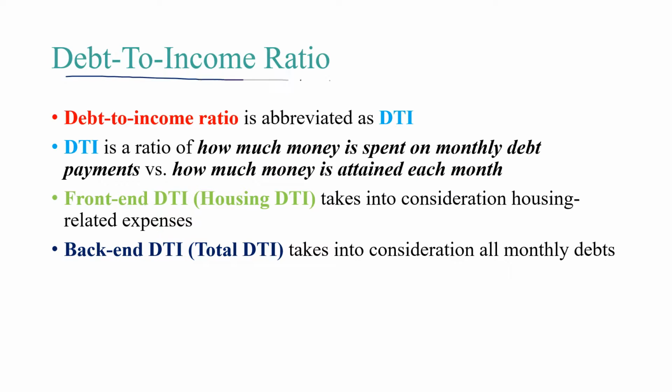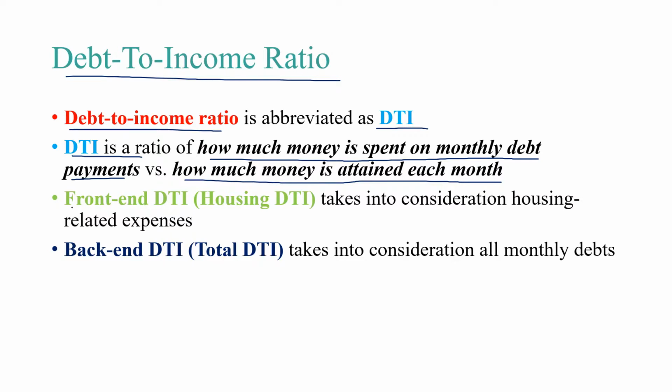Let's talk about the debt to income ratio. The debt to income ratio is abbreviated as DTI, and DTI is a ratio of how much money is spent on monthly debt payments versus how much money is attained each month. The front-end DTI, also known as the Housing DTI, takes into consideration housing-related expenses. On the other hand, there is another type of DTI called the Back-end DTI or the Total DTI, which takes into consideration all monthly debts.